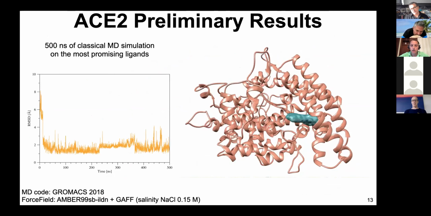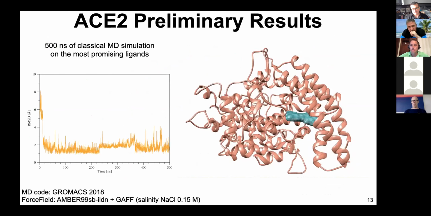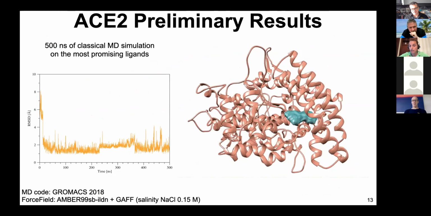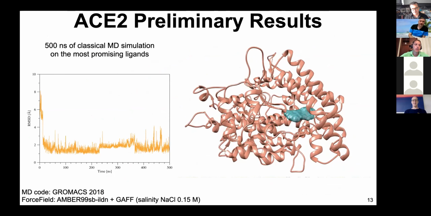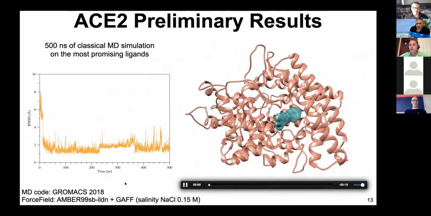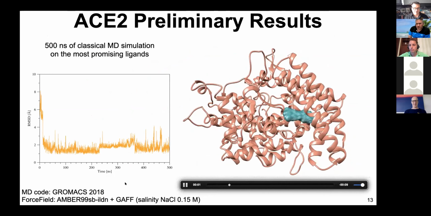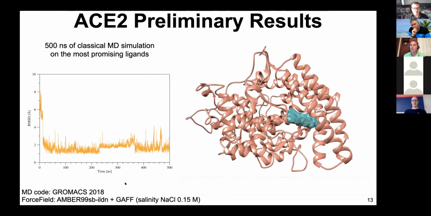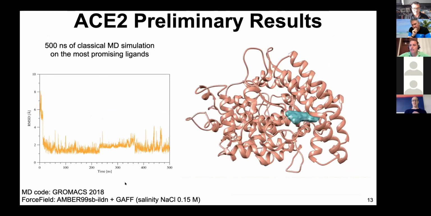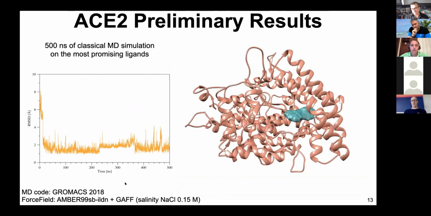So this is 500 nanoseconds, but because, as I told you, the simulation was extended, it's running right now while I'm speaking, the simulation continues. As you can see, after a first equilibration phase, in the end, the ligand, whose structure I don't show for confidentiality reasons, is able to find the final binding mode. It's stable there, and it allows very stable interaction with the protein.